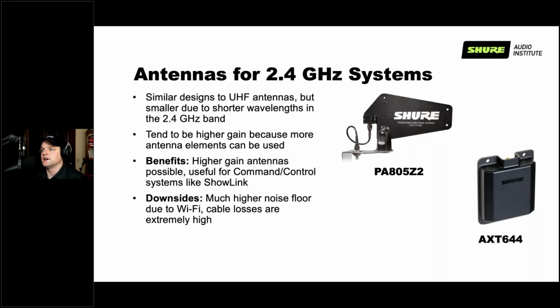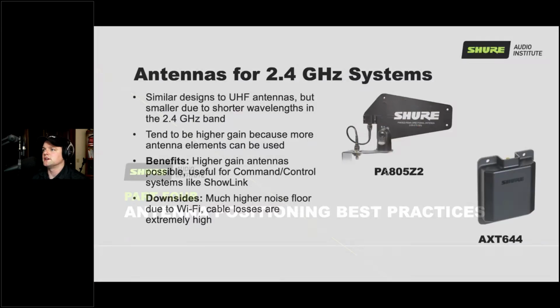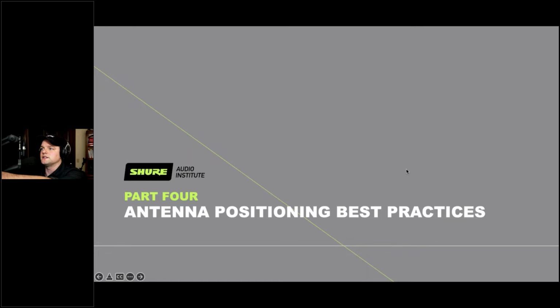2.4 gigahertz is very noisy because everybody uses it for everything these days. The noise floor is raised and things are just hopping around everywhere. So the antenna you use is very important for picking these up, especially for like GLXD. So if you have one of those systems, especially if you're going for further distance, you want to look into something like that. Okay, and those are 2.4 gigahertz antennas. Again, it's hard to visualize this unless you've seen one, but the PA805Z2 is absolutely adorable because it's so small. Okay.